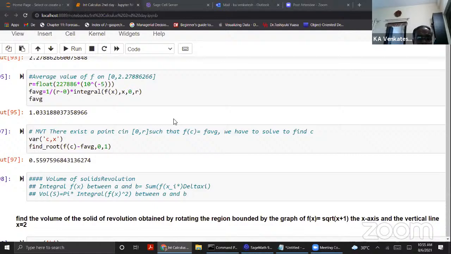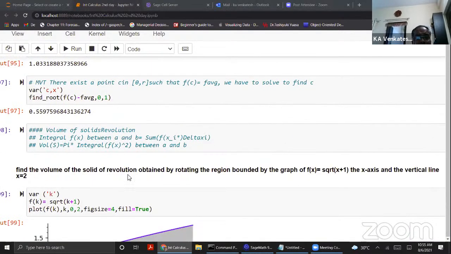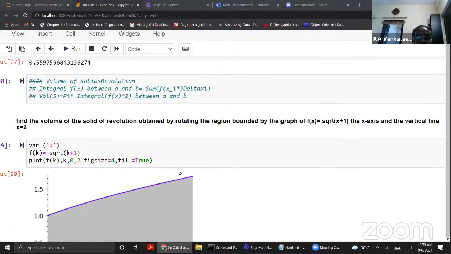So now the problem is: find the volume of the solid of revolution obtained by rotating the region bounded by the graph f of x equal to square root of x plus 1, the x-axis, and the vertical line x equal to 2. So we want this. The best way is drawing the graph of this. So take this one, draw the graph. I'll wait for it.